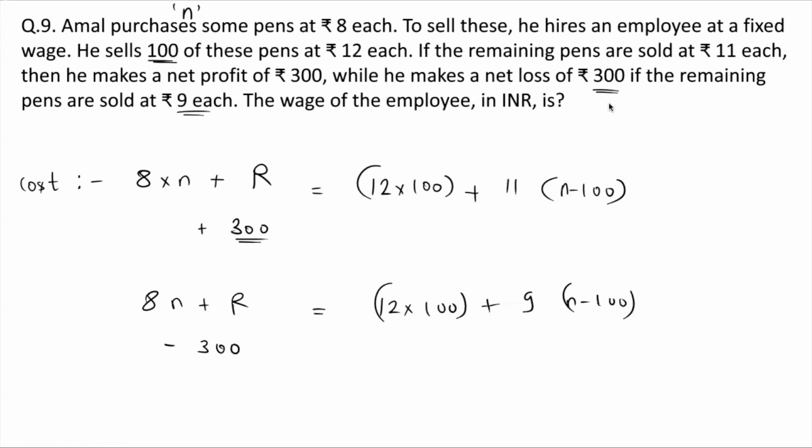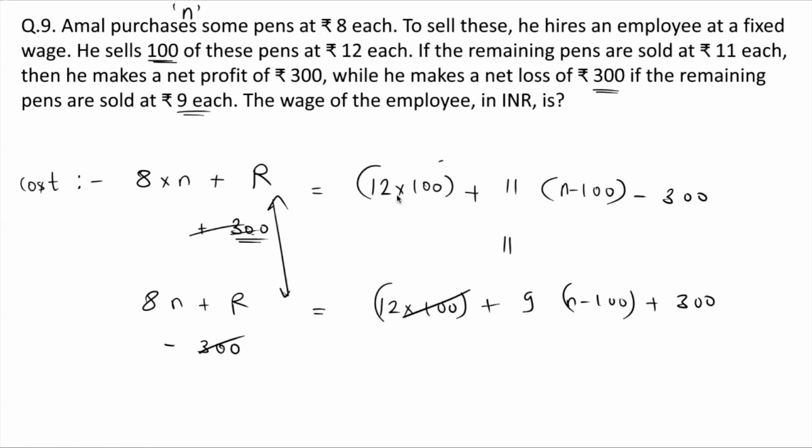Very simple now, guys. We have two equations and two variables. We need to eliminate one, and by eliminating it, we can solve the question very easily. So what we can do is first take this 300 on the right hand side here, so it will become minus 300, and take the other 300 on the right hand side, it will become plus 300. Now the left hand sides for both the equations are 8n plus R, so you can simply equate the two. When you equate the two, you will observe that 12 into 100 plus 11 into n minus 100 minus 300 is equal to 12 into 100 plus 9 into n minus 100 plus 300.